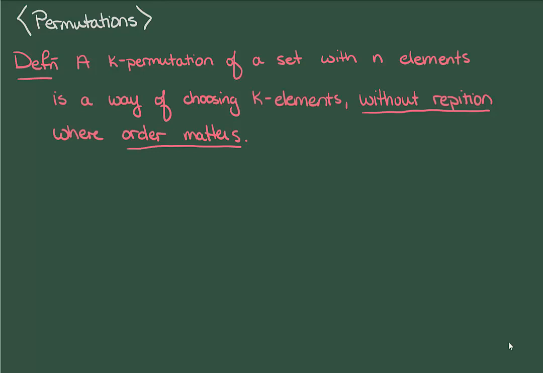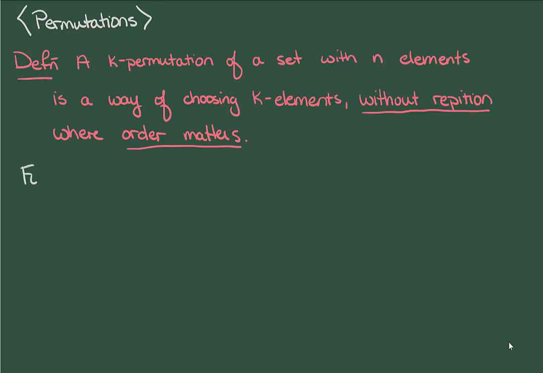We're now going to add more restrictions to our counting problems, which will in turn change how we approach our solutions. First up, we're going to talk about permutations. If we have a set of n elements, a k permutation of that set is a way of choosing k elements from it. However, we're going to impose two other restrictions. One, that we cannot repeat any elements from the set, and two, that the order of the elements matters.